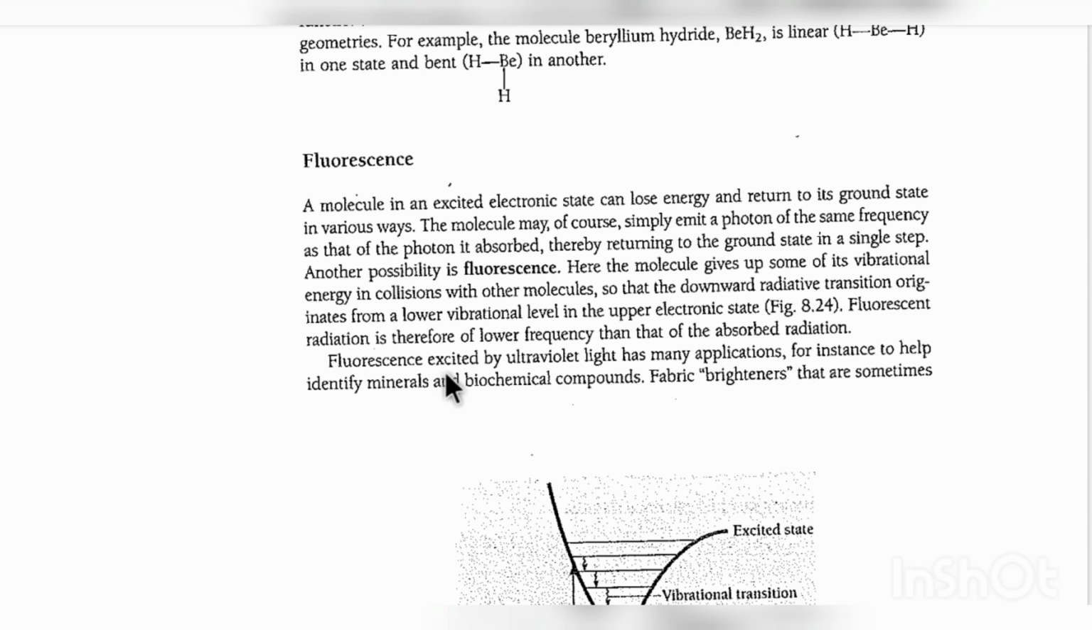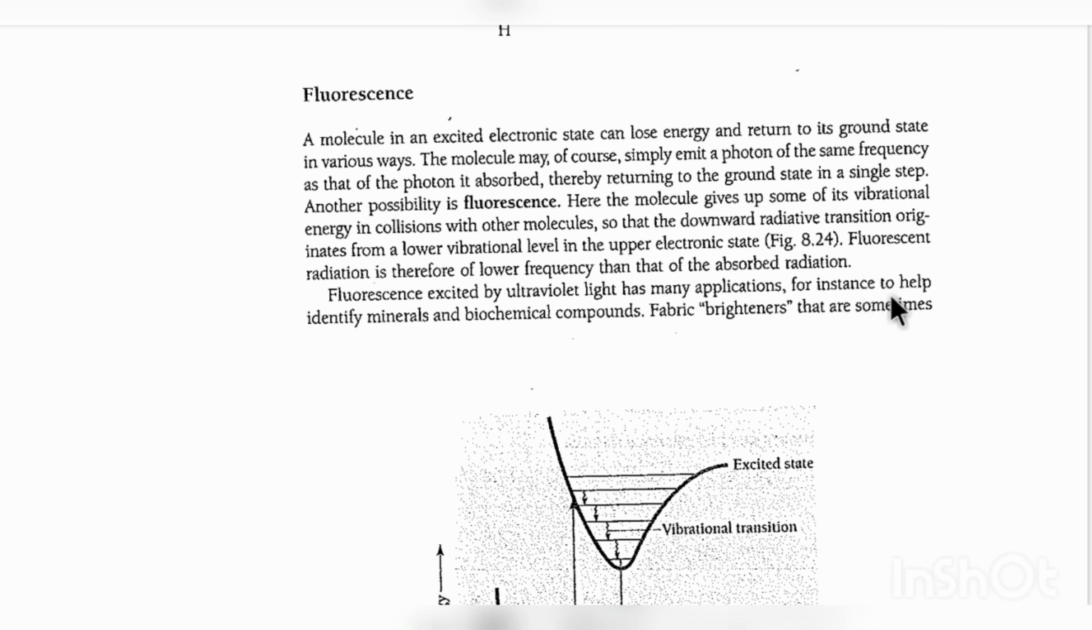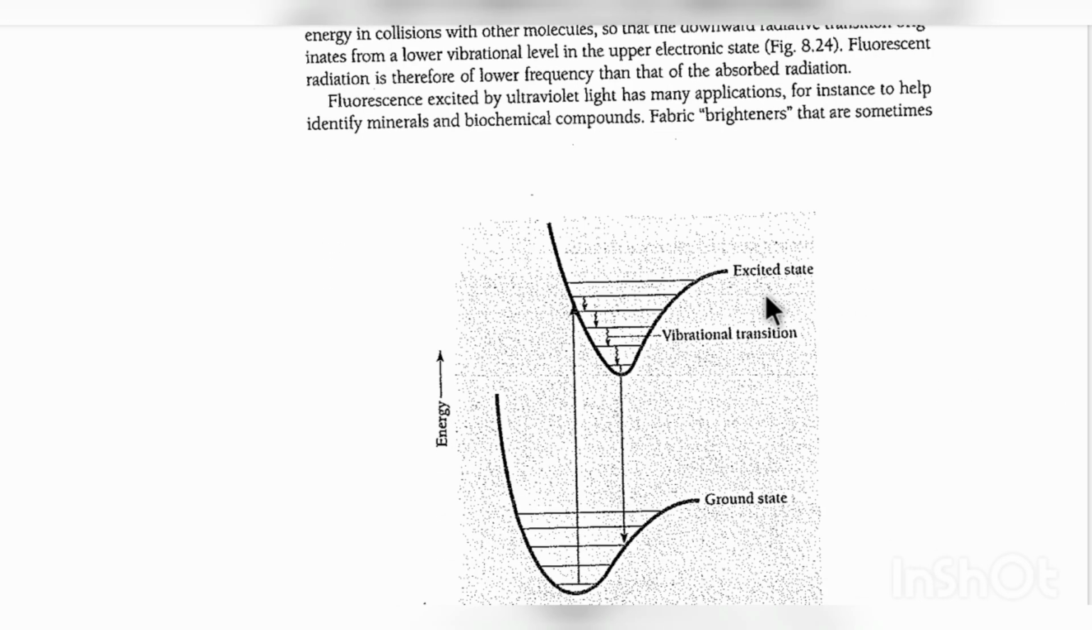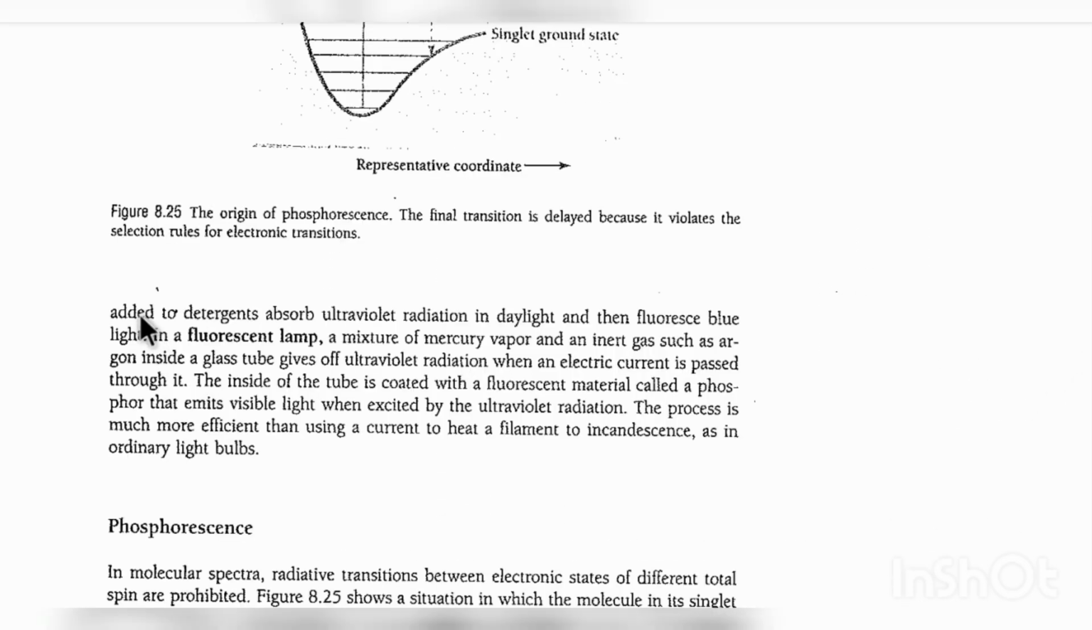Fluorescence excited by ultraviolet light has many applications. For instance, it helps to identify minerals and biochemical compounds. Fabric brighteners that are sometimes added to detergents absorb ultraviolet radiation in daylight and then fluoresce blue light.